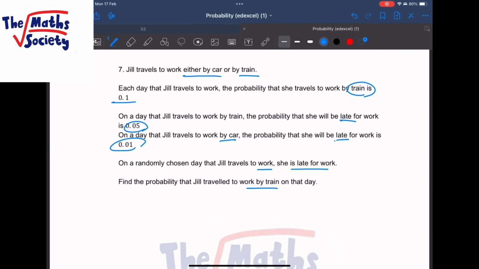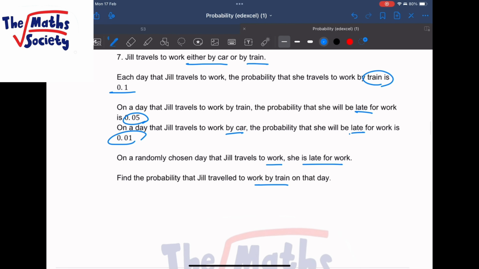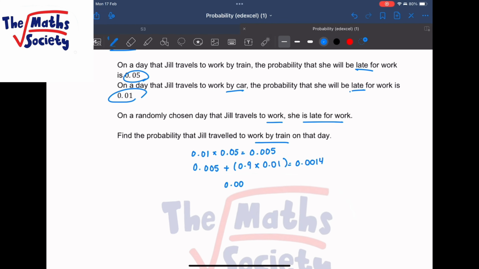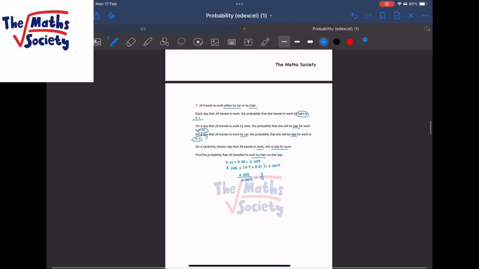So we know that she works with cars should be late would be 0.01 multiply 0.05 indicates that she is late, so that's 0.005. And 0.005 in the late that she travels by train, that's 0.9 multiply 0.01. So that's gonna equal to 0.0014, and 0.005 divided by 0.0014, which you will get 5514. And that is your probability. And we move on to number 8.